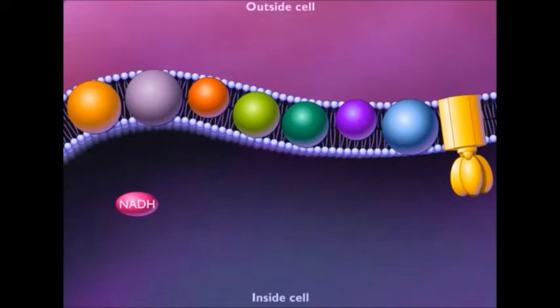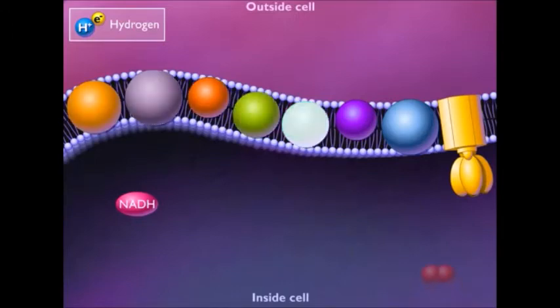These coenzymes transfer hydrogens to the electron transport chain, which is located in the bacterial cell membrane. A hydrogen consists of a proton and an electron. The electron transport chain consists of a series of special electron carrier proteins that shuttle electrons from NADH to a terminal electron acceptor, such as oxygen.